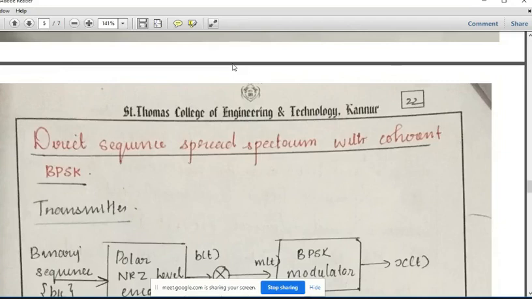Coherent BPSK in the sense that we are using a synchronous carrier at the receiver. We are using the carrier which was used in the transmitter side modulation. The same carrier is used in the receiver side also. That is, the carrier in the receiver is phase locked with the carrier at the transmitter. So we are doing a coherent type of detection, and now we are going to discuss the direct sequence spread spectrum, that is DSSS, with coherent BPSK, that is coherent binary phase shift keying.